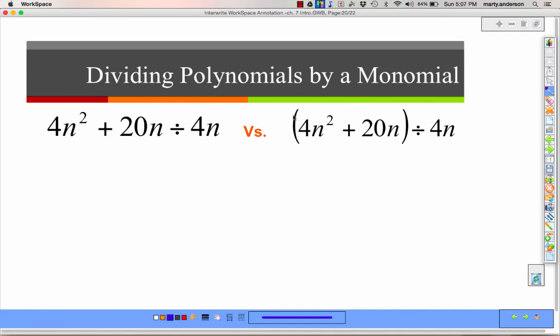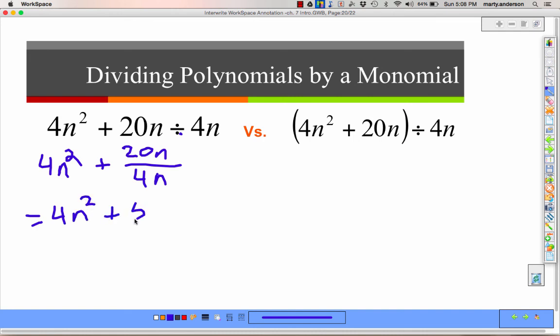And division. The difference here is order of operations, 4n squared plus 20n divided by 4n. This means do the division first. I would rewrite this problem like this, 4n squared plus 20n over 4n. And now we could simplify the 20n over 4n, and that would simplify to 5. Notice this 4n squared has nothing to do with that division sign.